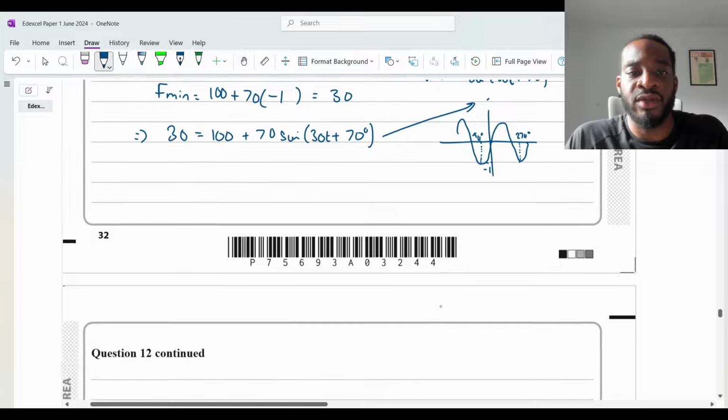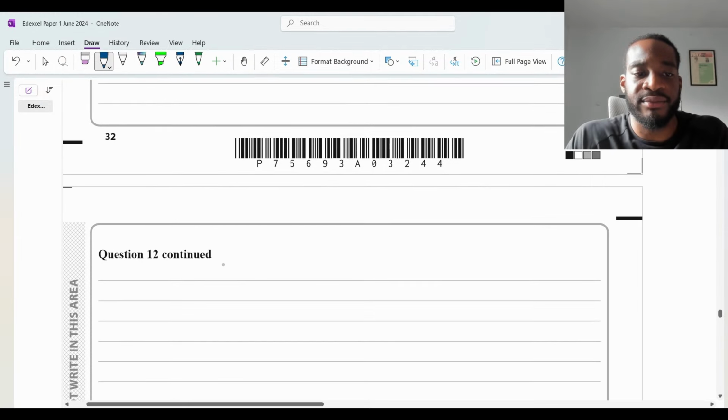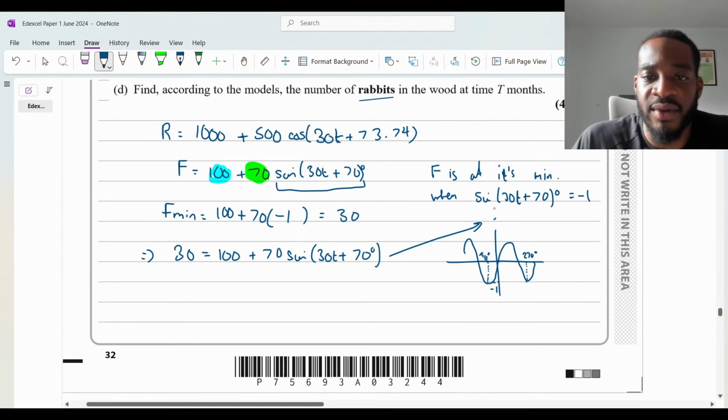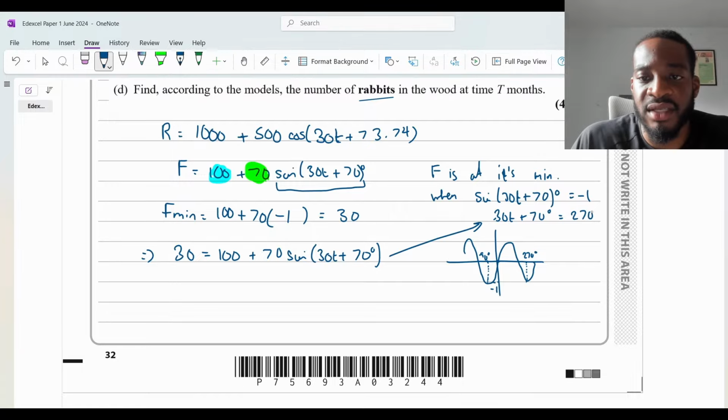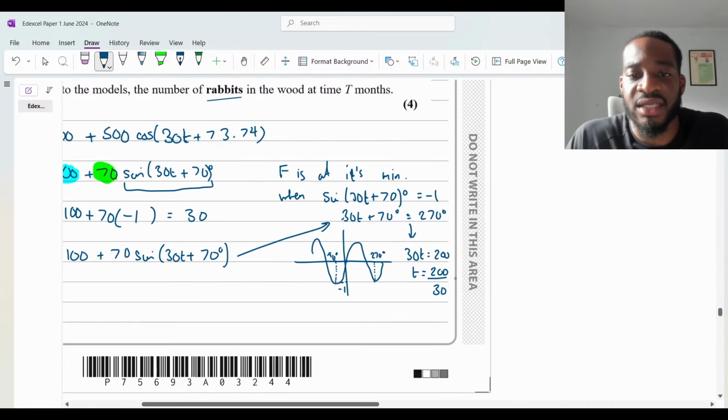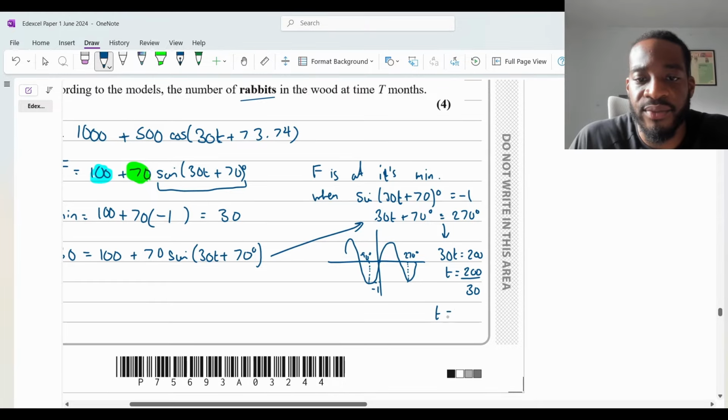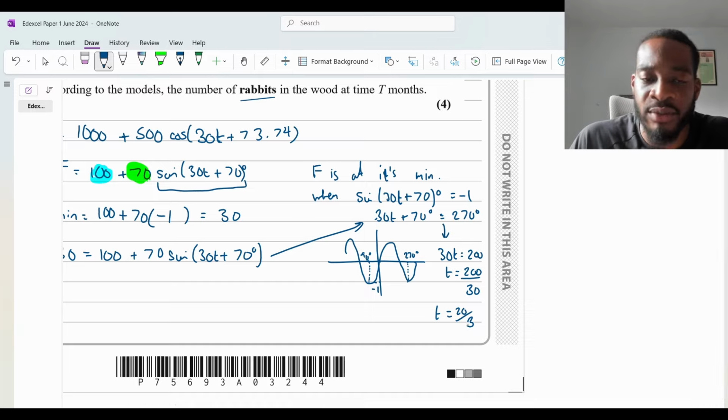I'll write it here. 30t plus 70 degrees is going to equal 270 degrees. And then solving that, take away 70: 30t is going to equal 200. That means that t is going to equal 200 over 30, which means that t is going to be 20 over 3. Perfect. Remember, t is positive, so we're going to use that one.